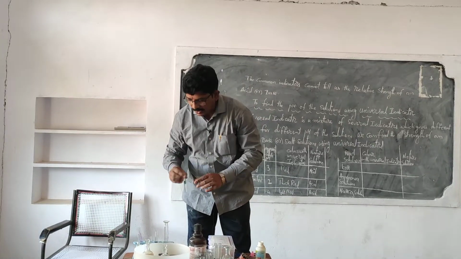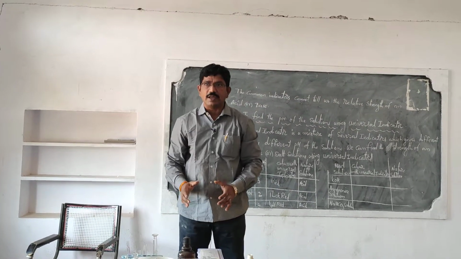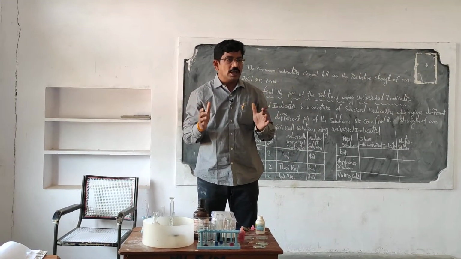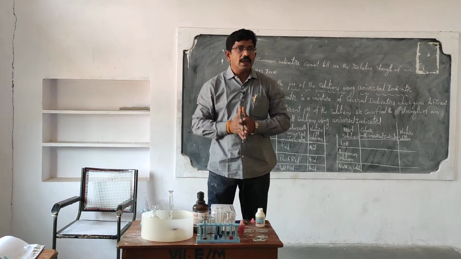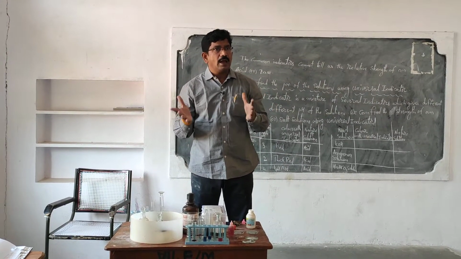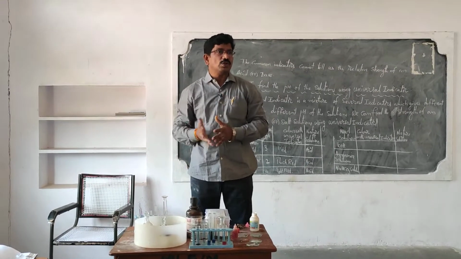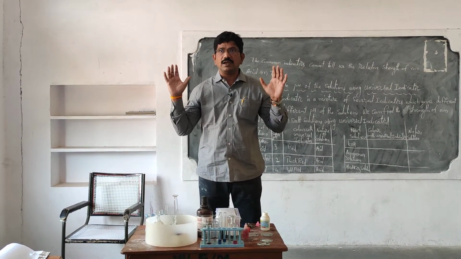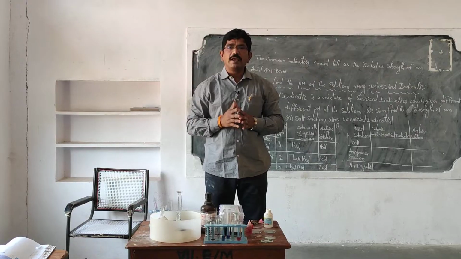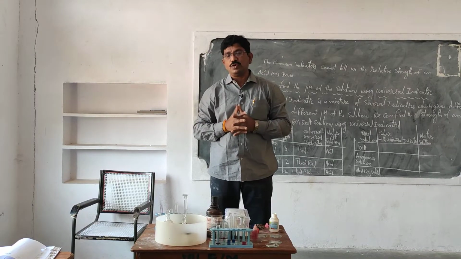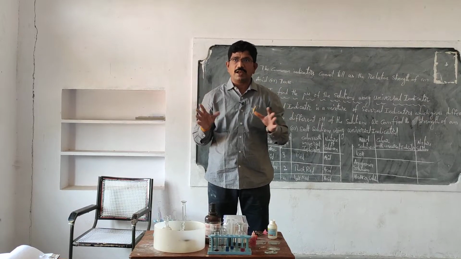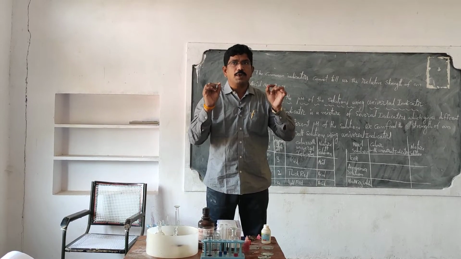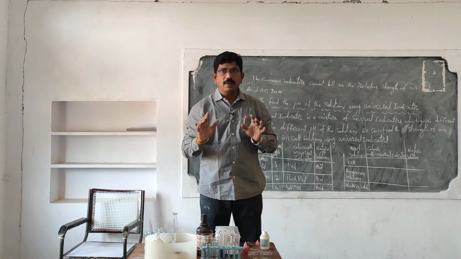So the same indicator which I have taken, the universal indicator, when I added to different solutions, gives different colors depending on the acidity or basicity of the solution. So we can guess the approximate pH of the given solution with the help of the universal indicator. Are you clear about that one?